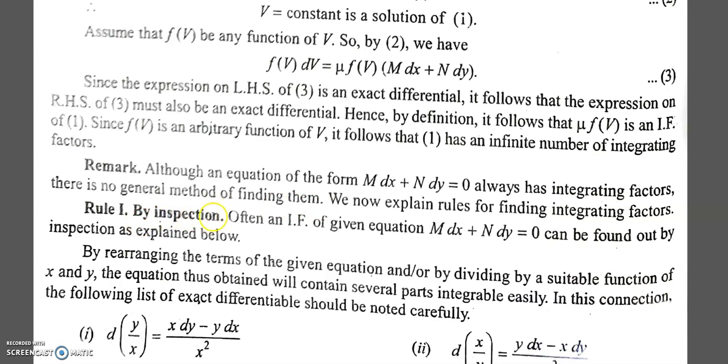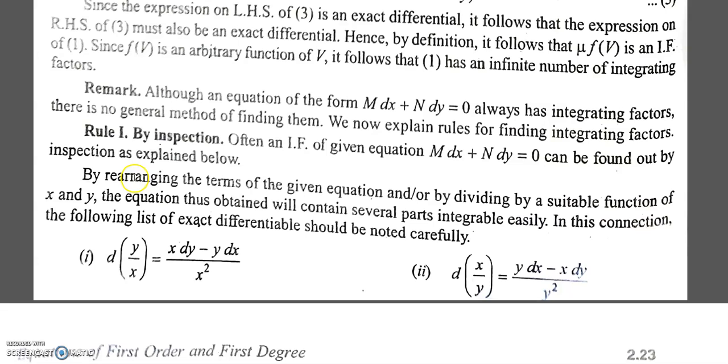The first rule is by inspection. In inspection, often an integrating factor of the given equation can be found out by inspection as explained below. That means by rearranging the terms of a given equation or by dividing by a suitable function of x and y. Sometimes we will rearrange the terms and divide by a suitable function of x and y. The equation thus obtained will contain several parts integrable easily.